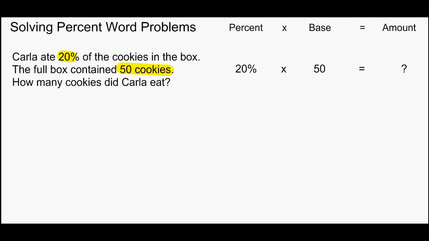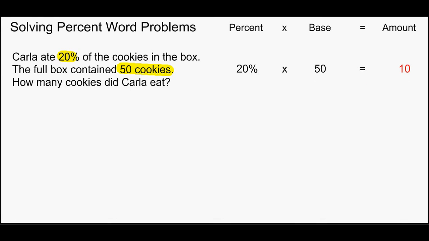Let's use a percent equation to solve word problems. Carla ate 20% of the cookies in the box. The full box contained 50 cookies. How many cookies did Carla eat? Our percent is 20%. The base is 50. The amount is our unknown. Let's replace the percent with its decimal form, 20/100, times base 50 equals 10. Carla ate 10 cookies.